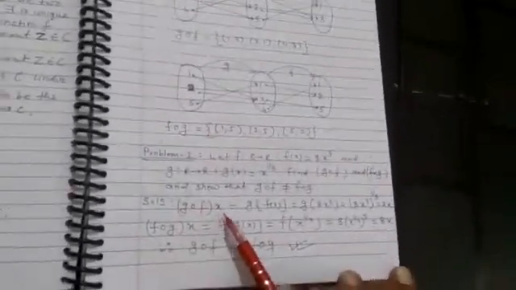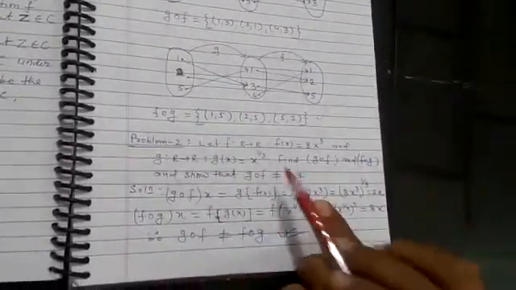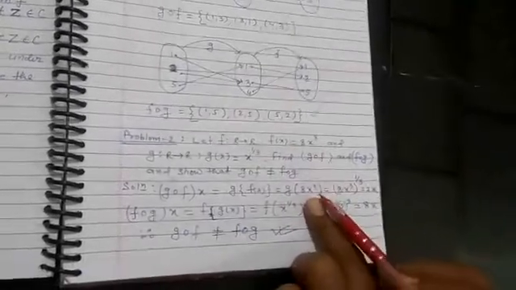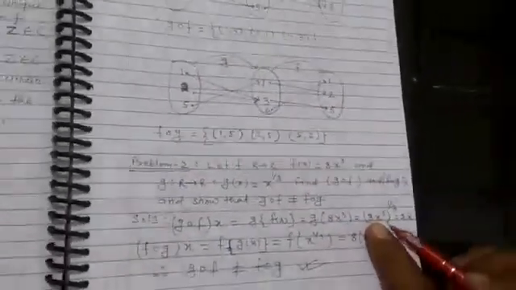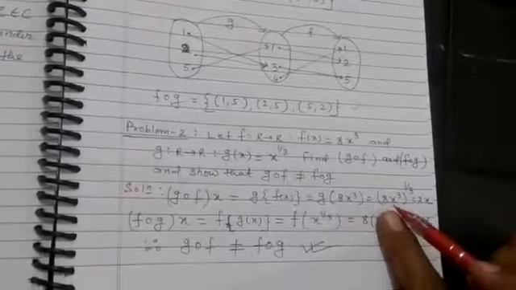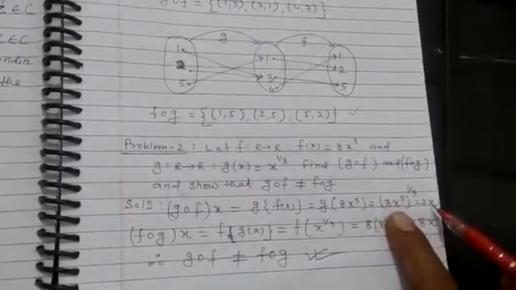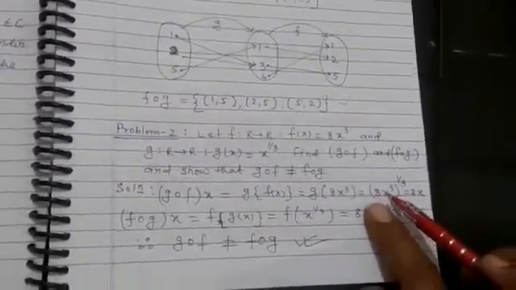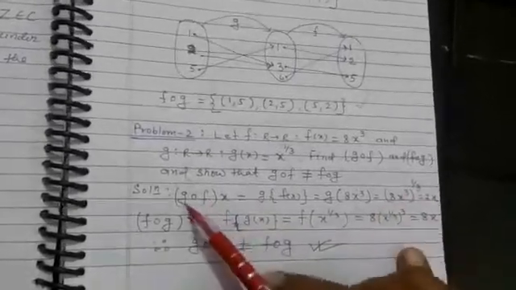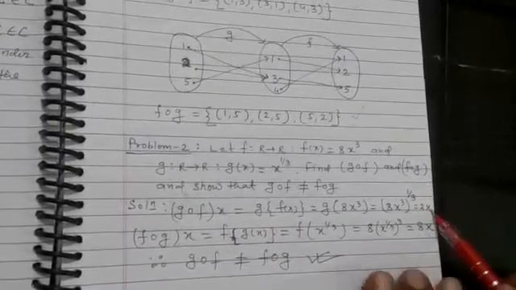gof(x) is given by g(f(x)), and f(x) is 8x cube. The g function is given by x to the power 1 by 3, so in place of x we put 8x cube. So (8x cube) to the power 1 by 3 results in the cube root of 8, which is 2, and the cube root of x cube, which is x. So finally gof(x) equal to 2x.